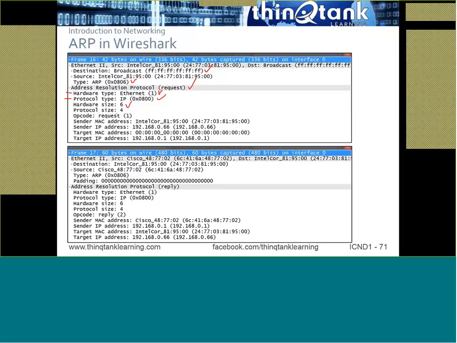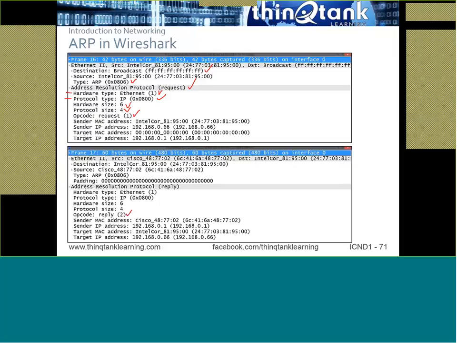What about the protocol size? Well, it's IP. IPv4 is 4 bytes, 32 bits. So I'm trying to resolve a 6-byte hardware address knowing the 4-byte IP address. Okay? The opcode, meaning what type. Is this a response, or is it a request, and so on. Opcode of 1 means that it's a request. Opcode of 2 means that it's a reply.